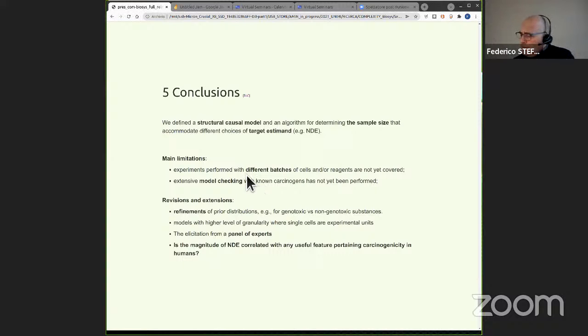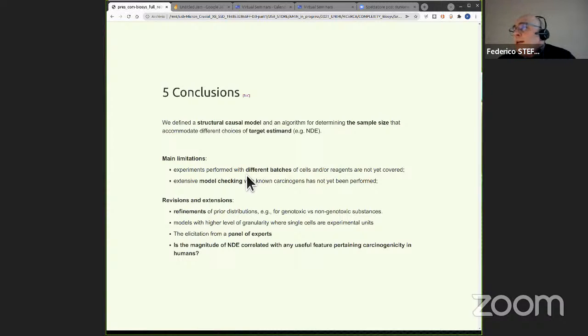So we are close to the conclusions on this work. We defined a structural causal model and an algorithm for sample size determination that might accommodate different choices of target estimate. Although we provided some reason to prefer the natural direct effect.